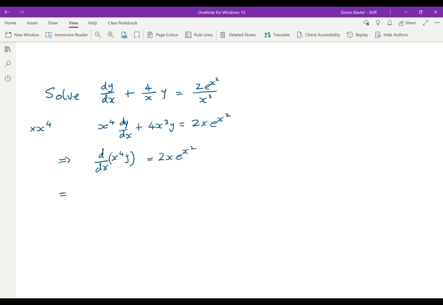Let's integrate each side now. We get that x to the 4y is the integral of 2x e to the x squared, which fortunately is rather nice. That is just e to the x squared. Differentiate it, e to the x squared times 2x. Yes, we're right. And I didn't forget the plus c. Now let's divide through by x to the 4, and we get y is e to the x squared plus c, all divided by x to the 4.